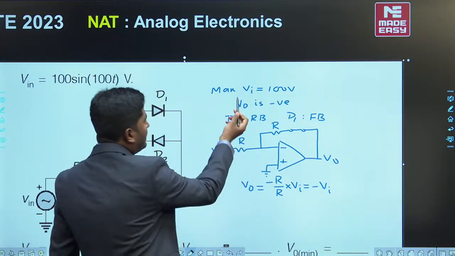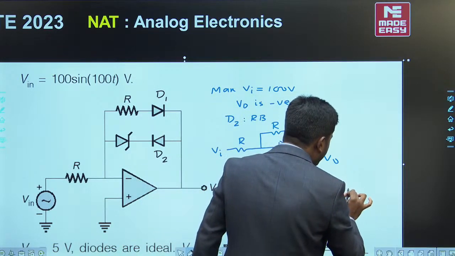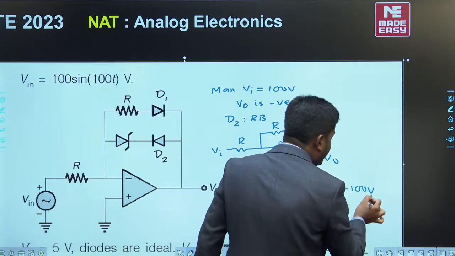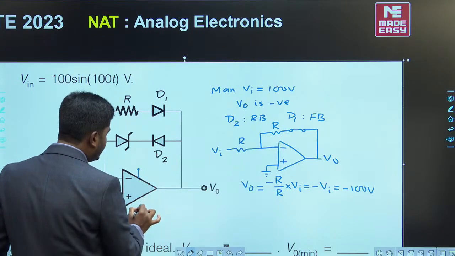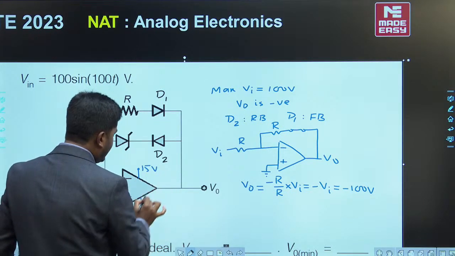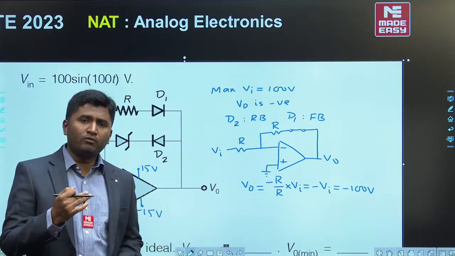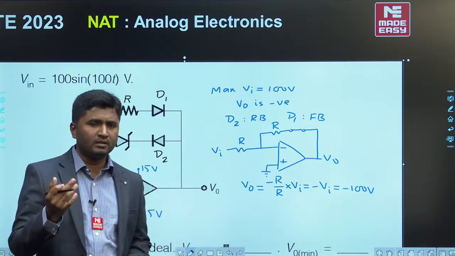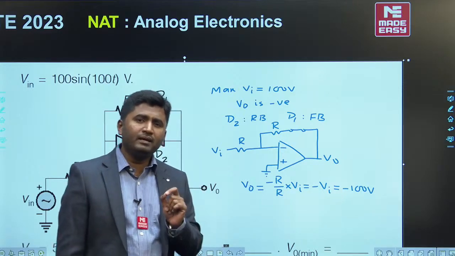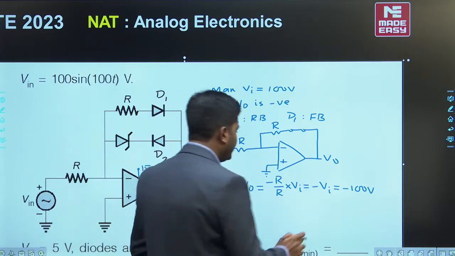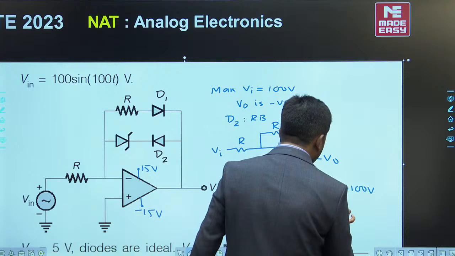Now here the highest value for input is 100 volt. If I put Vi as 100, it will become minus 100. But can we get output minus 100 volt? Not possible. In the given question, they have shown supply voltages. This was 15 volt and this is minus 15. Now everybody knows well that for an op amp, output voltage cannot be greater than the supply voltage. Here I am getting output minus 100, which is practically not possible. It simply indicates that output is saturated. Whenever we get output greater than supply, it means V0 is saturated.